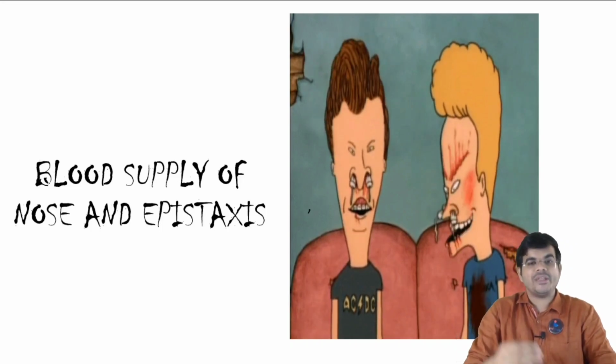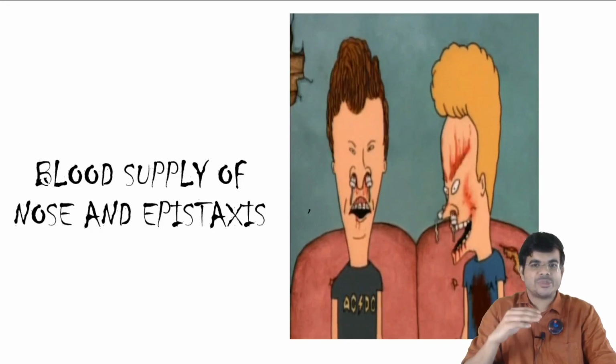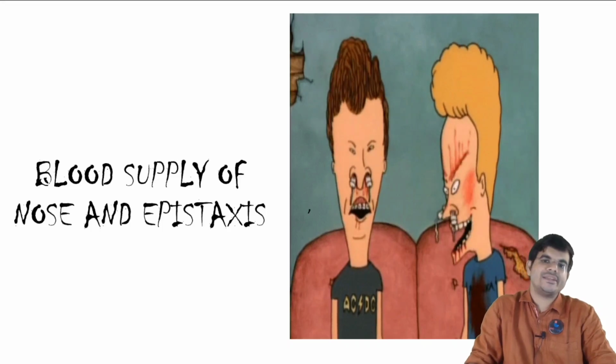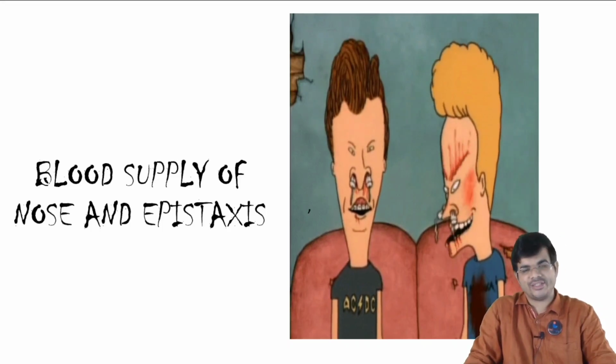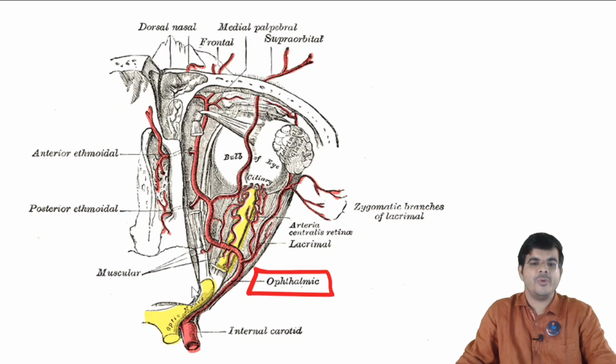So it is very important that we learn about the blood supply of nose, and I'll be starting with the two systems which supply the nose, that is the internal carotid artery system and the external carotid artery system. I'll start with internal carotid artery system, which gives rise to the ophthalmic artery that passes along with the optic nerve through the optic foramen to enter the orbit, and once it enters the orbit it gives rise to two branches, that is the posterior ethmoidal artery and the anterior ethmoidal artery.